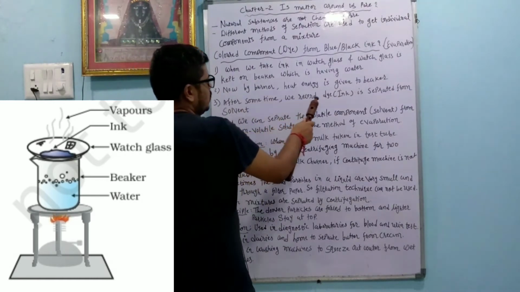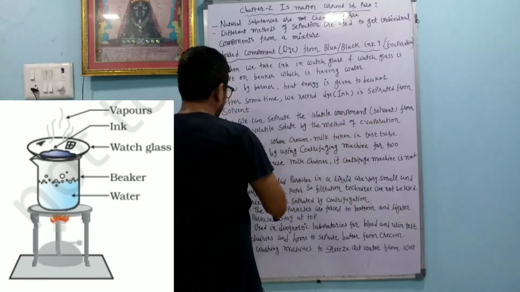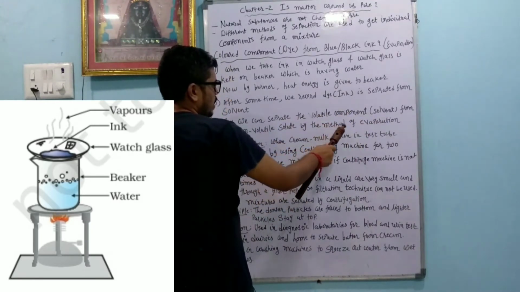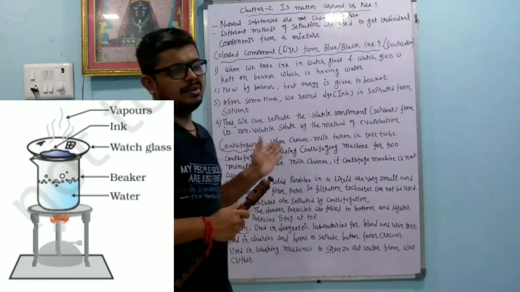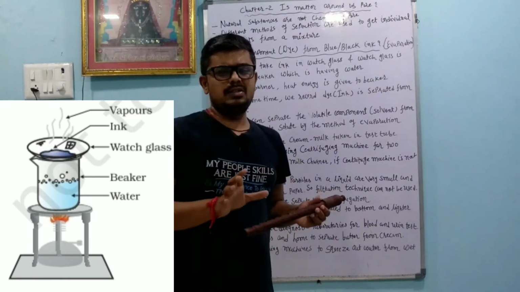After some time we observe the dye is separated from the solvent. Thus we can separate the volatile component from the non-volatile solute by the method of evaporation. So by the evaporation method we can separate those components, one non-volatile and the other volatile.